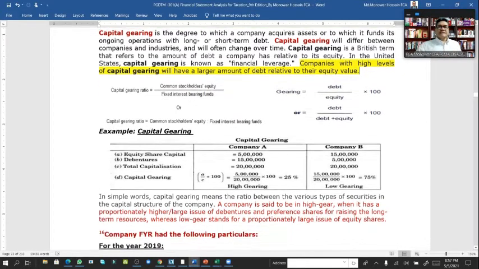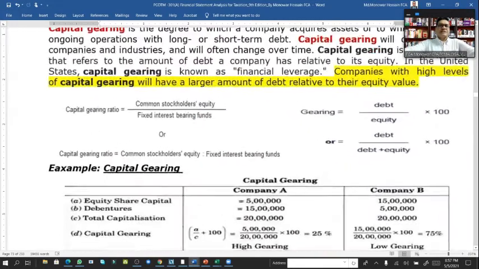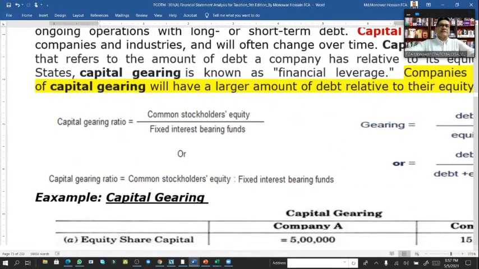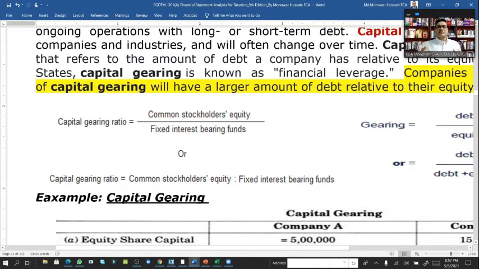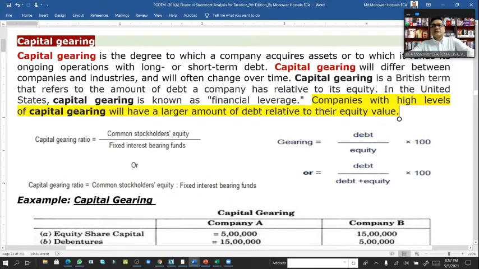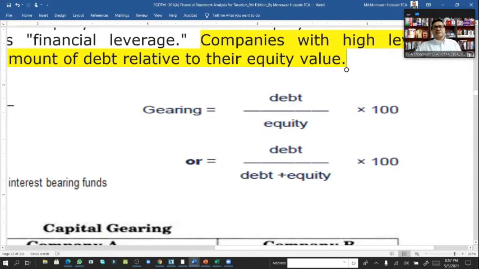So if we see here, we can calculate the capital gearing ratio this way: common stockholders' equity divided by fixed interest bearing funds, or common stockholders' equity to fixed interest bearing funds. We can also calculate the gearing this way: debt divided by equity multiplied by 100, or debt divided by debt plus equity multiplied by 100.